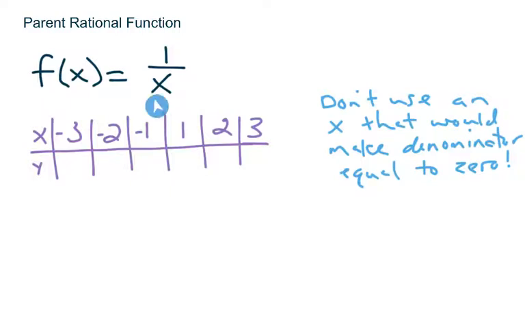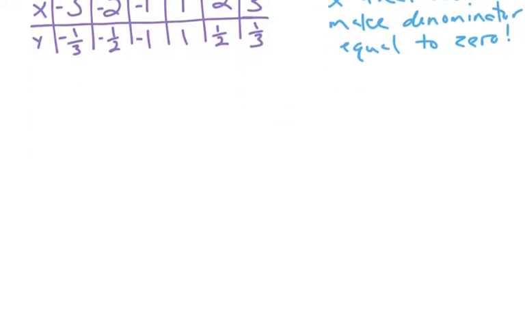So if I've got 1 over -3, well, that's really not anything I can do with that. I'll just make that -1/3. 1 over -2 would be -1/2. 1 over -1 would be -1. 1 over 1 is +1. 1 over 2 is 1/2. 1 over 3 is 1/3. So we have our x's and our y's. Let's go ahead and graph this.